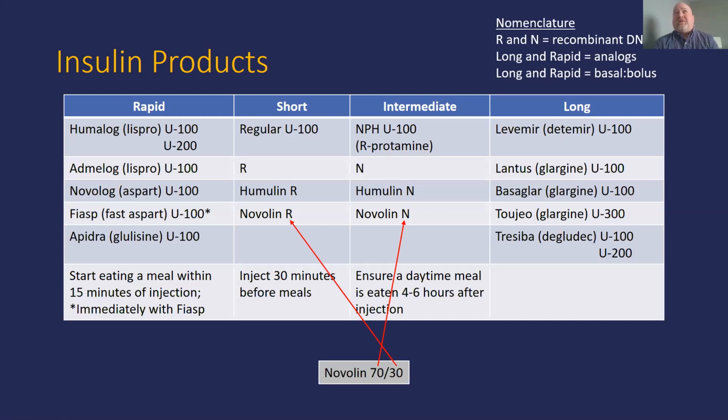So for example, if a patient was injecting 10 units of this combo product, it's as if they just gave themselves 3 units of regular and 7 units of NPH. And however many units they're injecting, you can always figure that out. However many units they inject, multiply it by 0.7, and that's what the NPH component is. Multiply it by 0.3, that's what the regular component is.